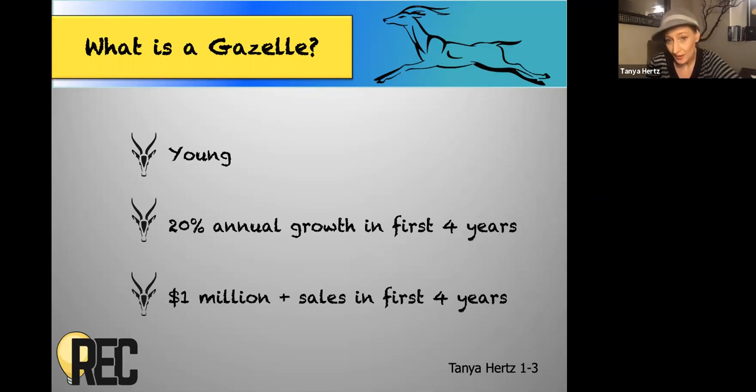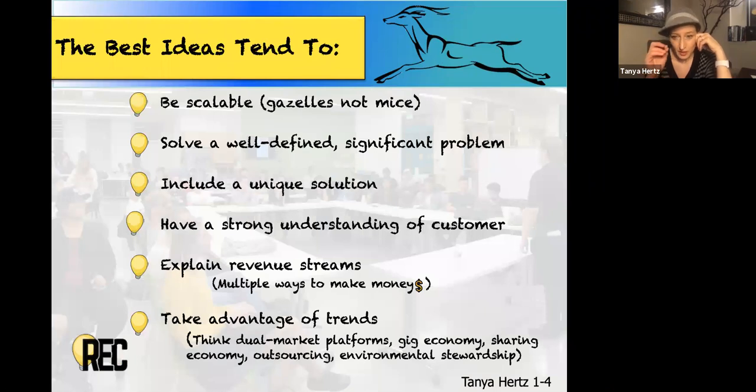They have grown at least 20% annually for their first 4 years in business, and they have at least $1 million in sales in the first year. Those are the kind of companies that we want you to be starting. So how do you come up with ideas for those kinds of companies rather than just a standard company? Well, you keep certain things in mind.